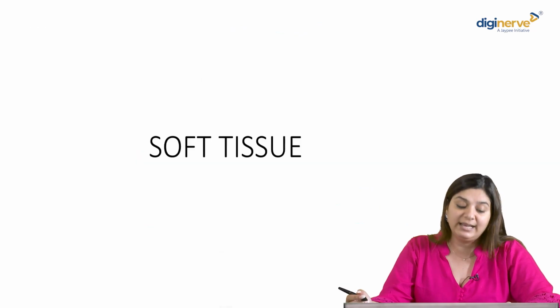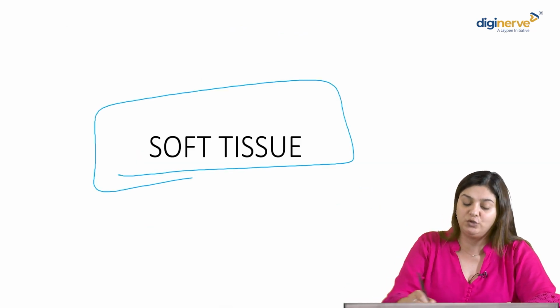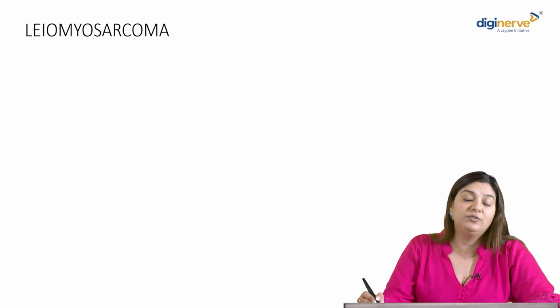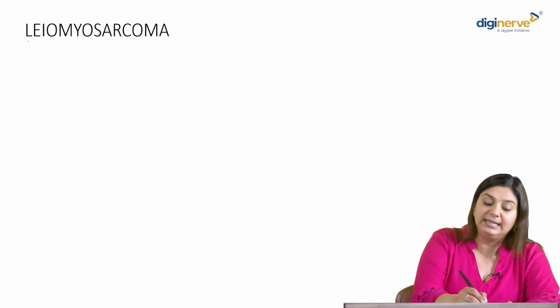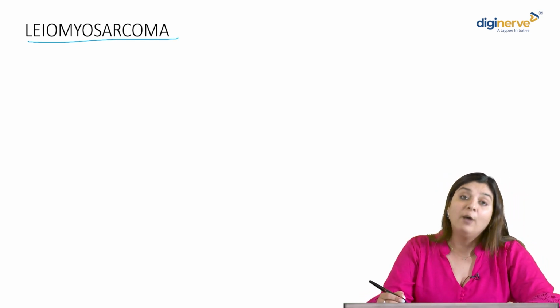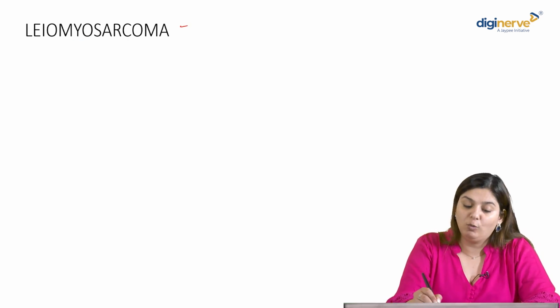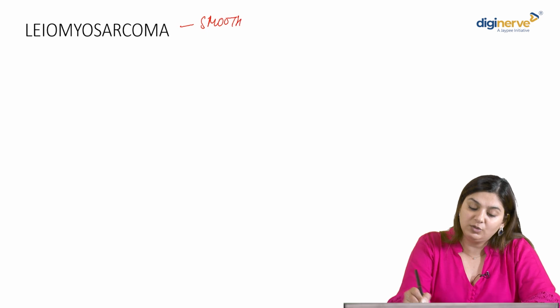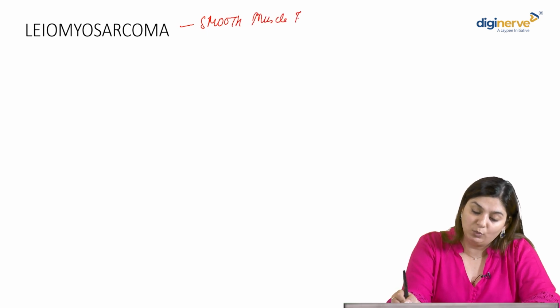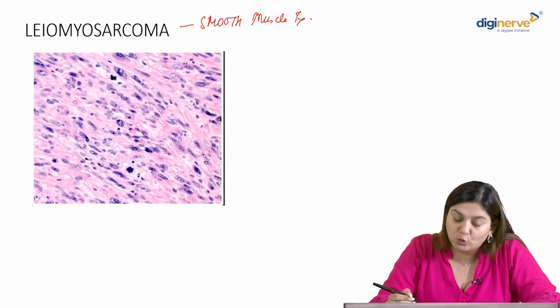Now, we move to the next part, that is the soft tissue. Now, in the soft tissue, the first condition that we're going to discuss is leiomyosarcoma. We had already discussed leiomyoma in the female genital tract. Now, we're going to discuss leiomyosarcoma. So, leiomyosarcoma, as you all know, is a smooth muscle tumor. Now, you see the microscopy of it.